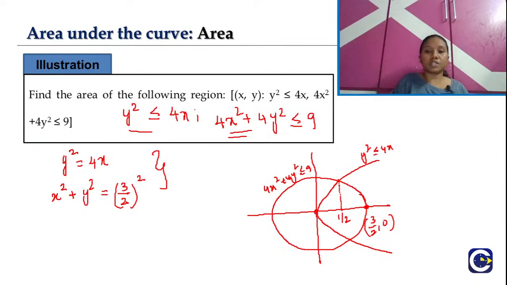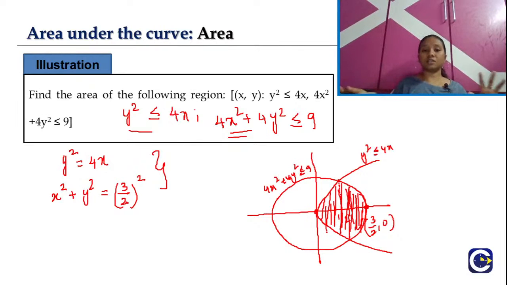So here they have mentioned y square less than equal to, which means the region will be this entire thing for the parabola, and even for the circle it is less than, which means inside the circle. So this is the only portion which includes both the parabola and the circle. So that means this is our required portion of area.